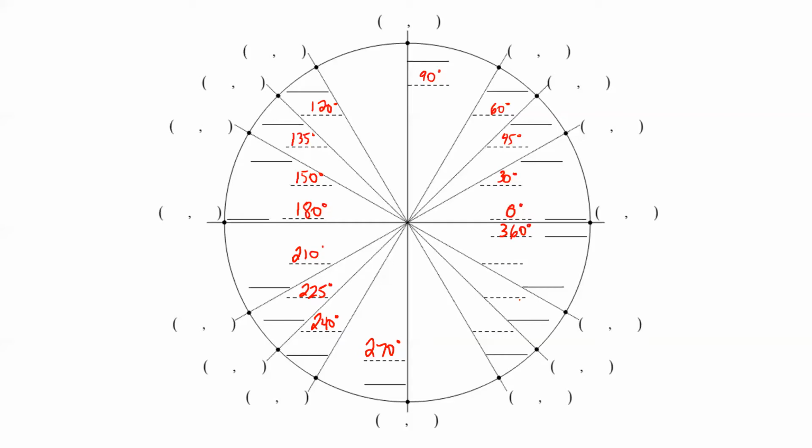This next one coming down here is going to be 30 degrees less than that, so it'd be 330 degrees. Need to take away 45 degrees from here to get this one, 315 degrees, and then 60 degrees away from it to give us 300 degrees down here.